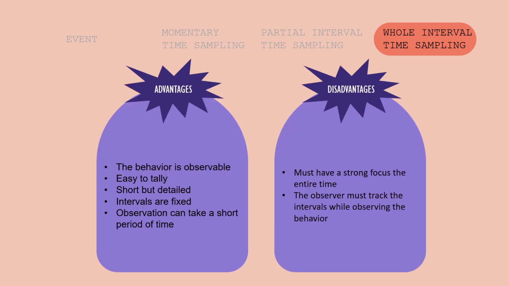The advantages and disadvantages are the following. First of the advantages, the behavior is observable. Next, it is easy to tally, short but detailed, intervals are fixed, and observation can take a short period of time. The disadvantages: you must have a strong focus the entire time. Next, the observer must track the intervals while observing the behavior.